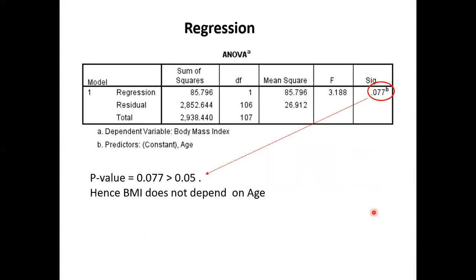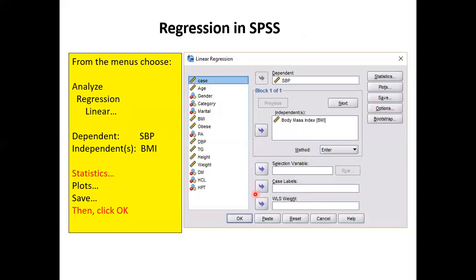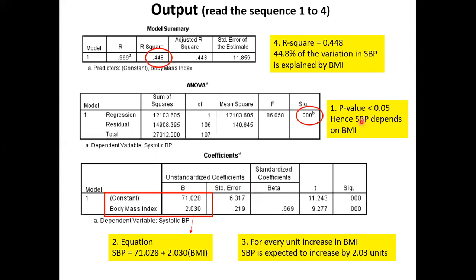Let's see what regression says. Regression will give this value. Is it more than or less than 0.05? More than 0.05. That means what? That BMI does not depend on age. What's the next question? How. Here, BP depends on age. Next question, how? Explain the slope and how much.